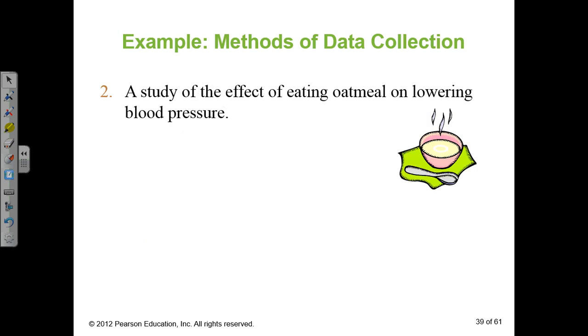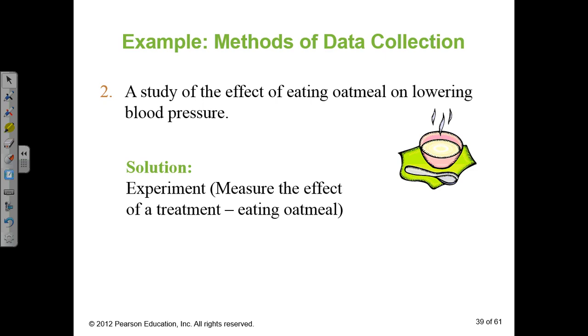Study of the effect of eating oatmeal on lowering blood pressure. Probably a group were given oatmeal every morning, and another group was not given oatmeal. And so the group that was given the treatment must have eaten oatmeal, and the group that was the control group could not have been given any oatmeal at all. And then they decided whether there was a lowering of blood pressure. A treatment was applied, so it is clearly an experiment.